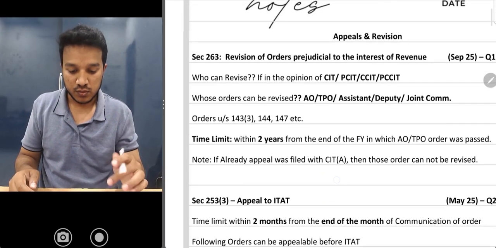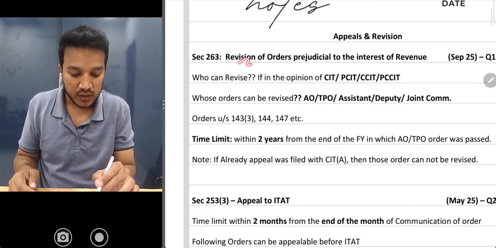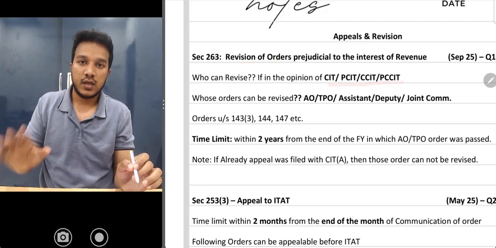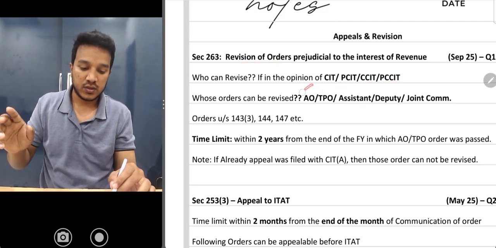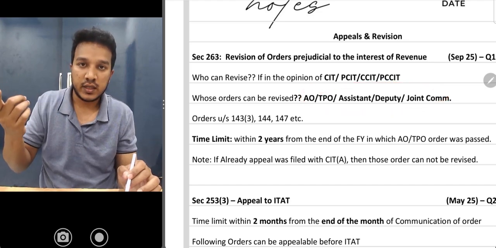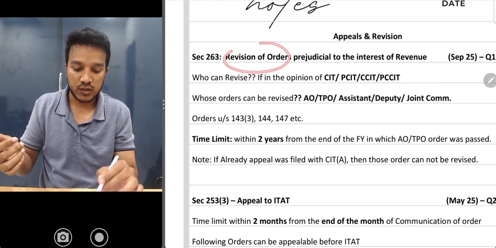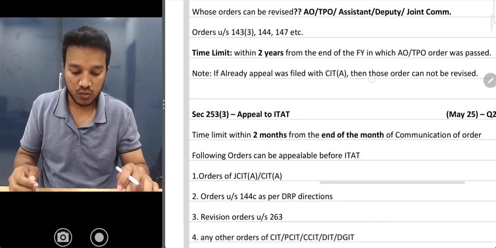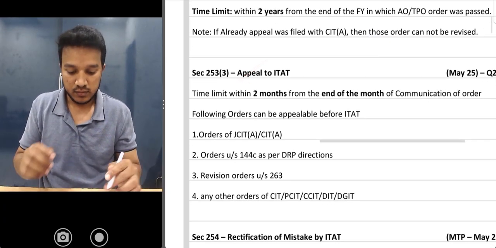Now if you see here in 263, they are doing the revision of orders. Who? In the opinion of CIT, PCIT and CCIT. Now all of a sudden this person thinks whatever orders are passed by them are not in favor of the department, so we will revise the orders. As an assessee, I am not okay with it. So if I am not okay with it, I will go and appeal to ITAT.